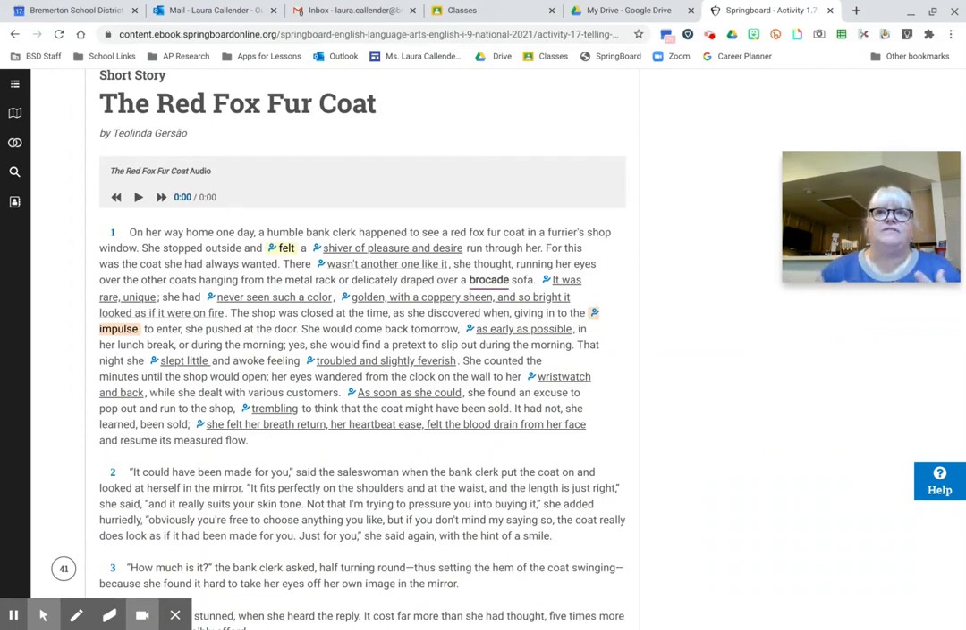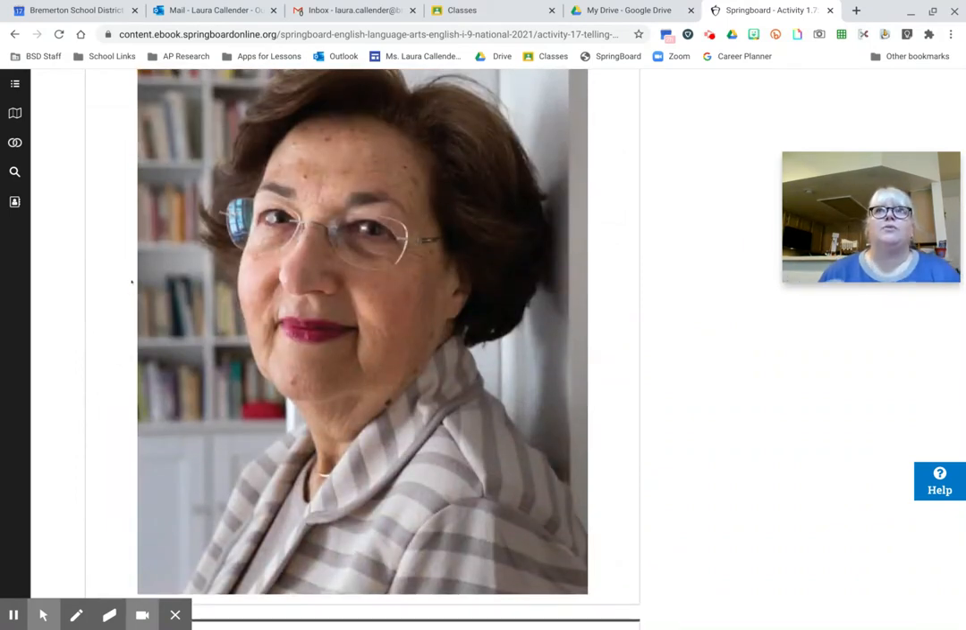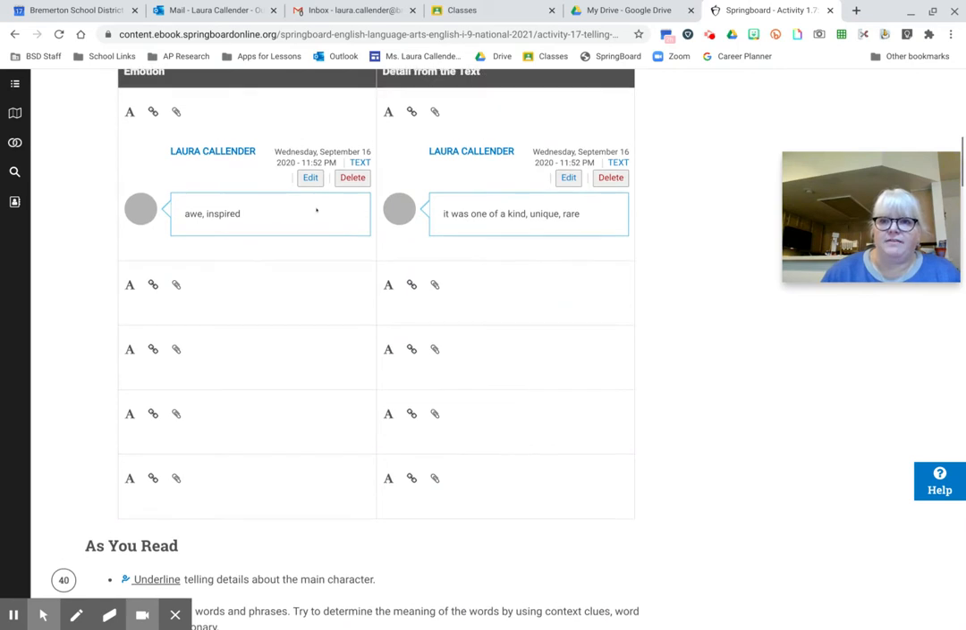So I think she's feeling a sense of awe. Oh my gosh, look at this. I've never seen anything like it. To me, that's awe, and I can't think of another word to describe it except perhaps inspired, or awe-inspired. As I scroll back up, that's what I have put in the left-hand column. You can do this in your paper textbook or in the digital textbook, either way is fine. And then in the other column I have put the details: it's one of a kind, it's unique, it's rare.